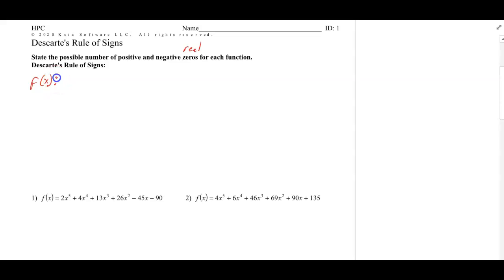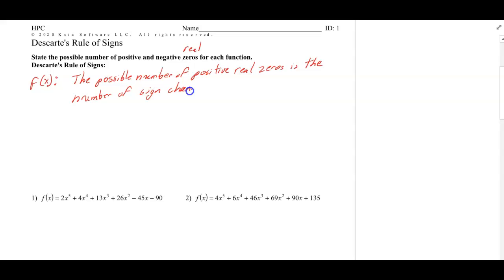So for f of x, the possible number of positive real zeros is the number of sign changes, and I'm going to add something to that in a minute.